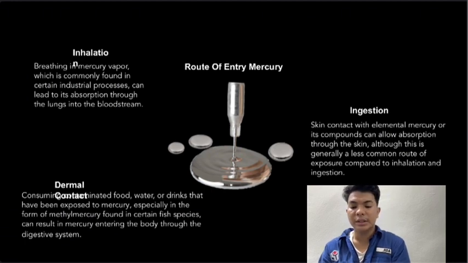The second one is dermal contact. Skin contact with elemental mercury or compounds can allow absorption through the skin, although this is generally a less common route of exposure compared to inhalation and ingestion. The last one is ingestion. Consuming contaminated food, water or drink that have been exposed to mercury, especially in the form of methylmercury found in certain fish species, can result in mercury entering the body through the digestive system.